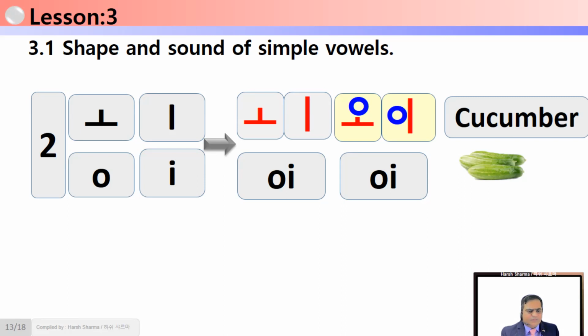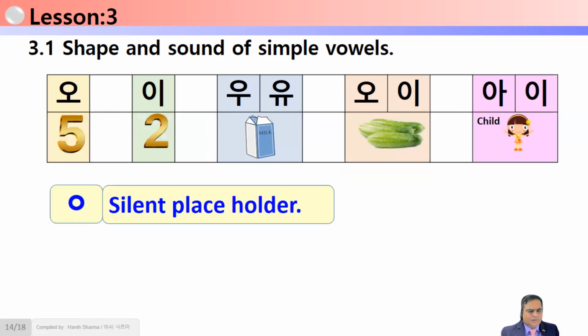Let's move to the next. Now you can see there are 5 pictures on your screen. These are 5 words. First is just number 5. Number 5 is O in Korean. Okay, let's start again from the first word. O is 5. Where is the silent circle? On the top side. Why? It is a horizontal vowel.